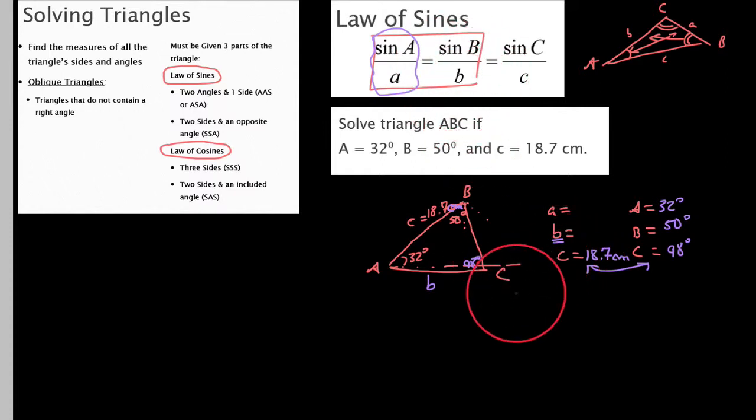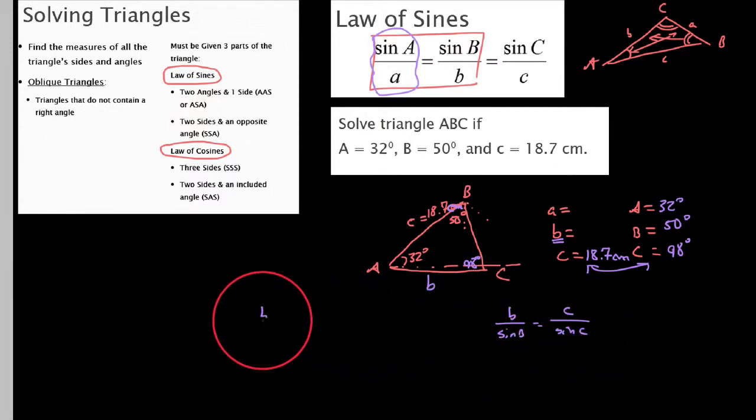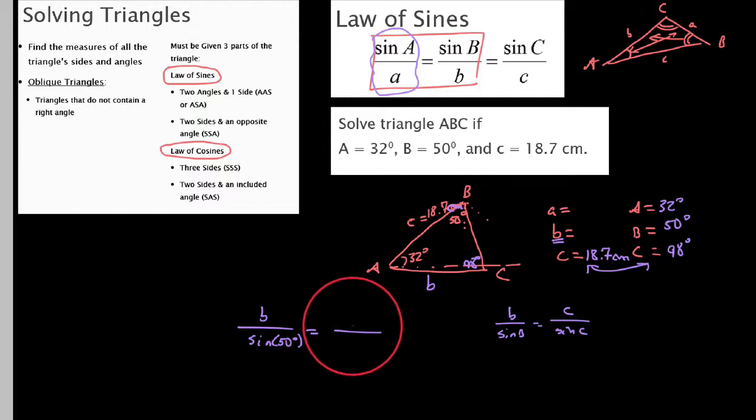So since I'm solving for lowercase b, my suggestion is that we interpret this formula this way this time. We're solving for b over sine B, and we know little c here, so little c over the sine of C. So we can plug in our values and just solve for lowercase b. So we have b over the sine of B, which is 50 degrees, and this is equal to 18.7, a side length in centimeters, over the sine of 98 degrees. So law of sines.